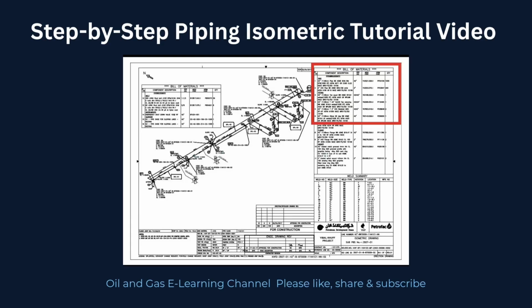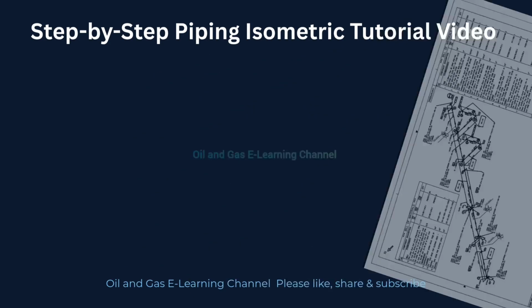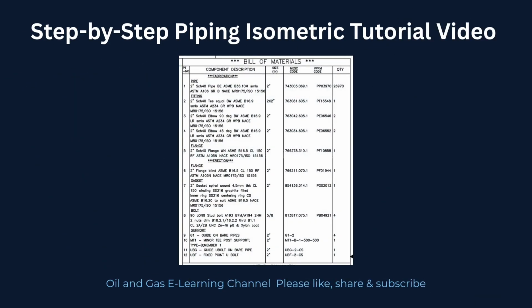The bill of material is extremely important because it helps the procurement team order the correct materials, guides the fabrication shop on what is required, and prevents shortages or excess materials at the site. Now, most BOMs are divided into three main categories. 1. Fabrication materials, items required for shop fabrication, such as pipes and fittings. 2. Erection materials, items required during site installation, like bolts, gaskets, and valves. 3. Supports, pipe supports that are installed during erection.